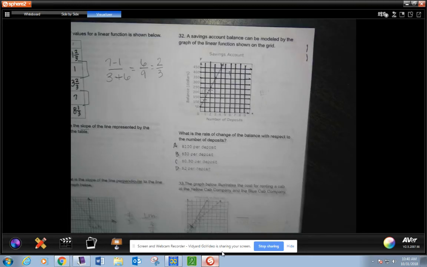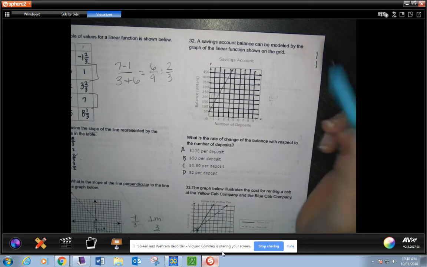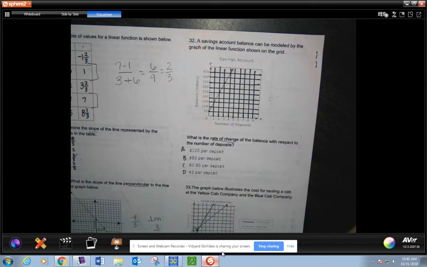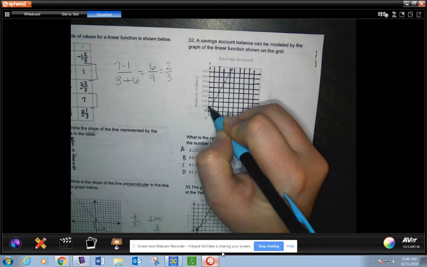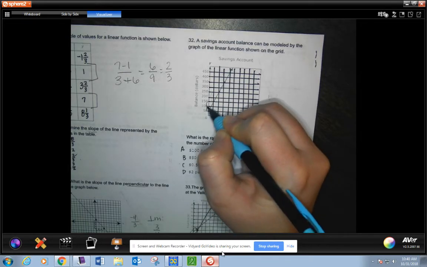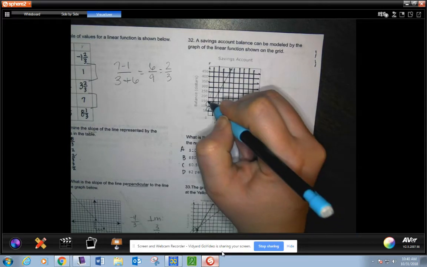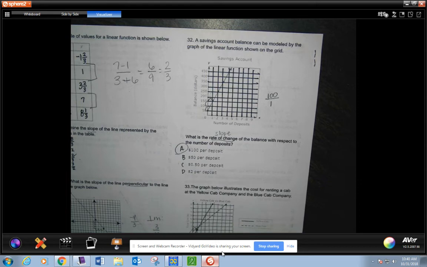For 32, now I have this graph where they already have points on it. They say a savings account balance can be modeled by the graph of the linear function shown on the grid. What is the rate of change of the balance with respect to the number of deposits? Rate of change is just a fancy word for slope. So I'm going to pick any 2 of these dots. So I'm going to start right here at this one that says 50, and I'm going to rise to the next dot. And when I rise, I have to use their scale, and their scale is counting by 50, so I'm rising 100. And when I run, it's only running over 1, and their scale is 1, so it's over 1. So my slope is $100 per deposit, so it's A.